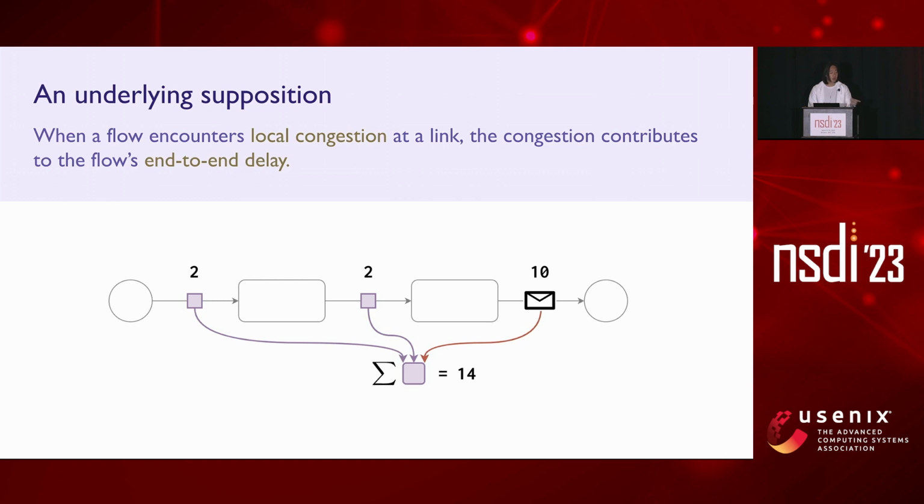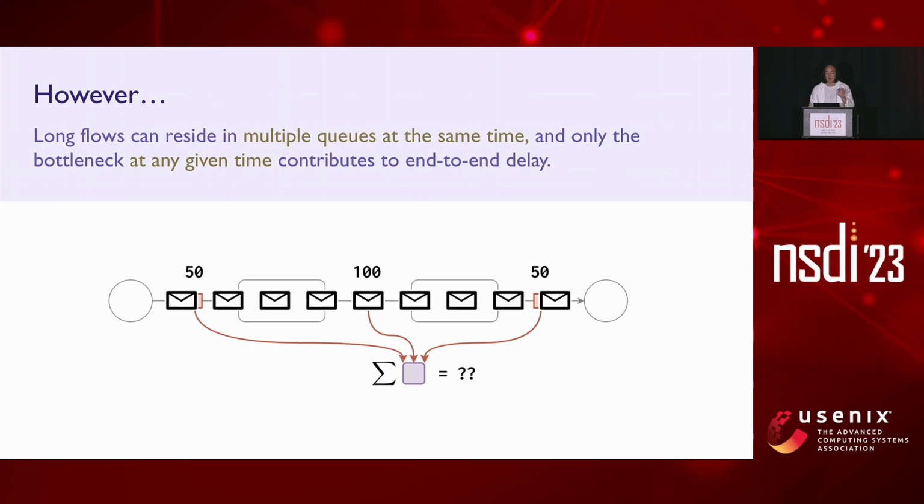Okay, but what about a long one? It's a bit harder, the story's not the same. A long flow doesn't have this one-by-one property. It resides in multiple queues at the same time. So let's say we have a single long flow and it's got a chunk of packets streaming through congested links. What's the total delay? Well, it will encounter local congestion at the first and third hops, that's true, but it's bottlenecked at the second hop. So our method would estimate 200 when the answer is closer to 100.